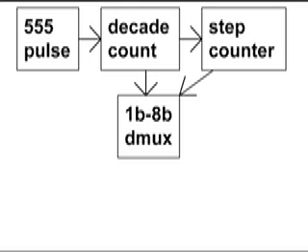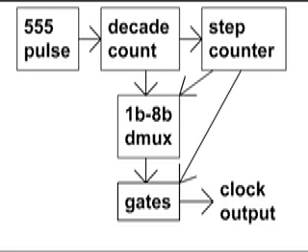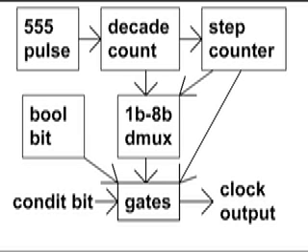The third output of the decade counter is used to pulse the output of a 1-bit to 8-bit dmux. The step counter provides the dmux with an address. Some miscellaneous gates process the output of the dmux and the step counter to provide the output of the processor clock. The Boolean bit and conditional bit registers interface with these gates to conditionally inhibit a command's execution. A command is ignored when the Boolean bit is 1 and the conditional bit is 0.